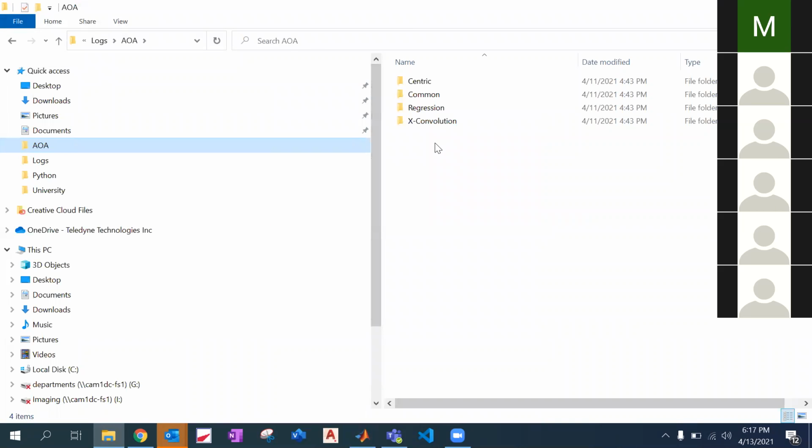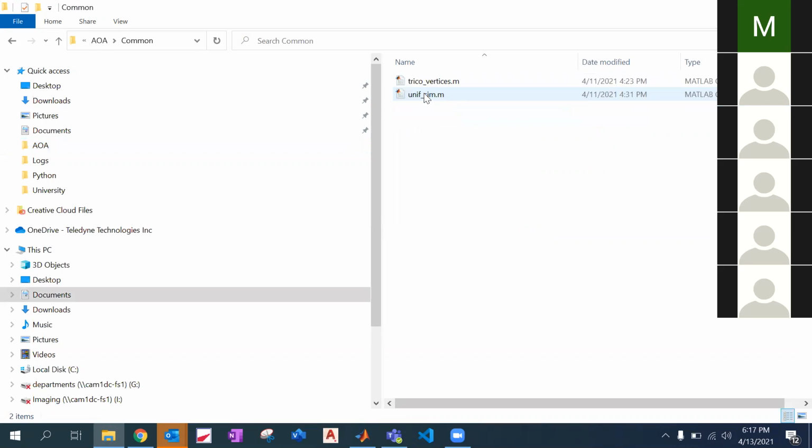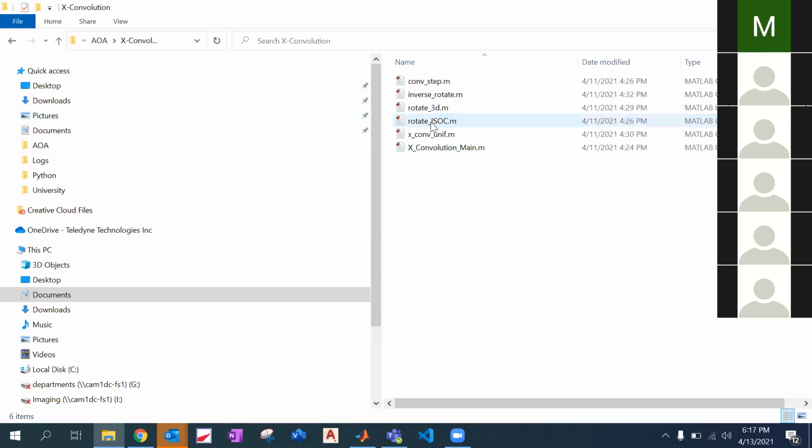Okay. So basically we have these three algorithms, right? And whatever is in these folders, I put in the drive. So it's the same scripts. We have X convolution, regression, and centric. And the common folder, these are just scripts that all three algorithms share. So I'm going to start off with the most complicated algorithm, which is X convolution.